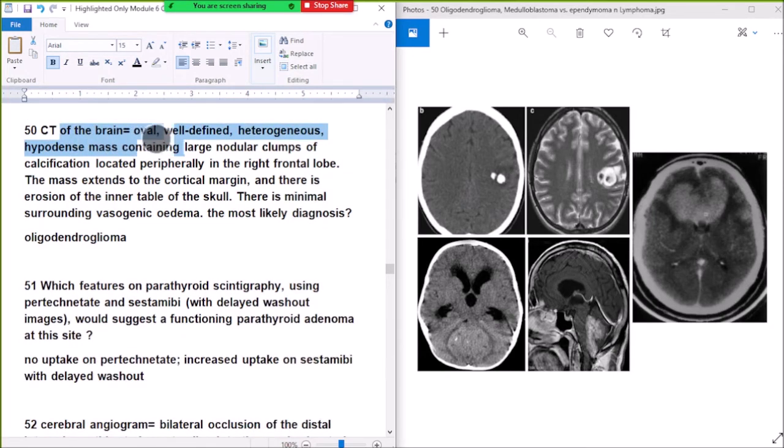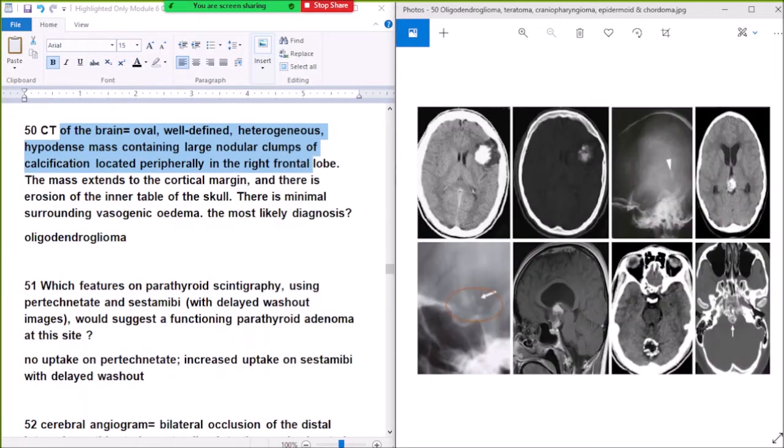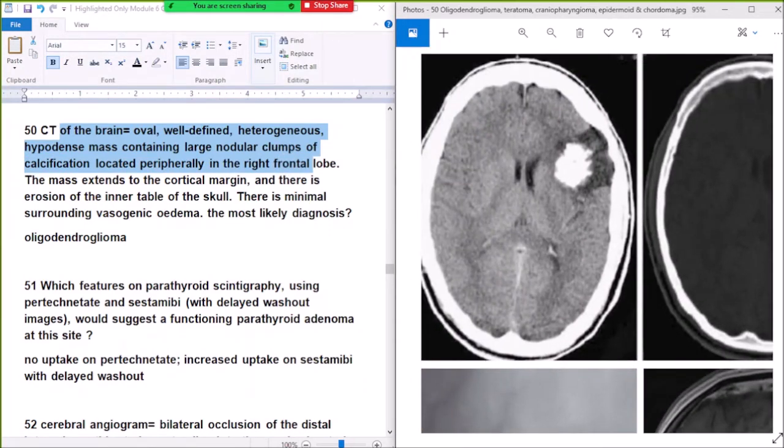50. CT scan of the brain shows an oval, well-defined heterogeneous hyperdense mass containing large nodular clumps of calcification located near the periphery in the right frontal lobe. The mass extends to the cortical margin and there is erosion of the inner table of the skull. There is minimal surrounding vasogenic edema. Most likely diagnosis: oligodendroglioma.